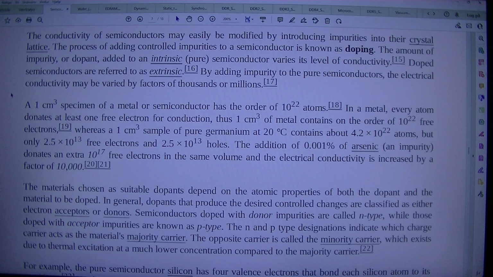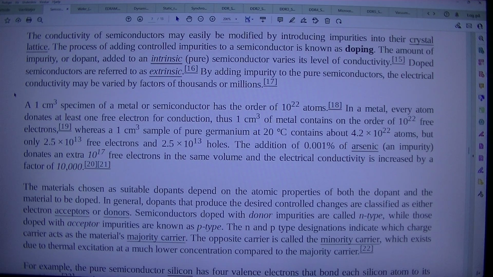A 1 cubic centimeter specimen of a metal or semiconductor has the order of 10^22 atoms. In a metal, every atom donates at least one free electron for conduction. Thus 1 cubic centimeter of metal contains on the order of 10^22 free electrons. Whereas a 1 cubic centimeter sample of pure germanium at 20 degrees Celsius contains about 4.2×10^22 atoms, but only 2.5×10^13 free electrons and 2.5×10^13 holes.